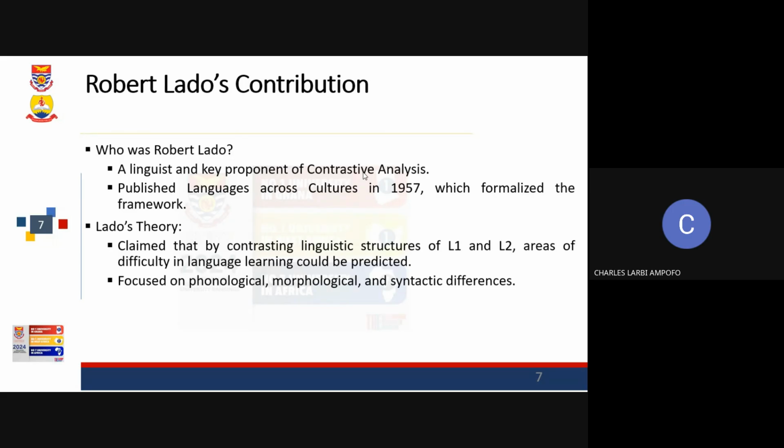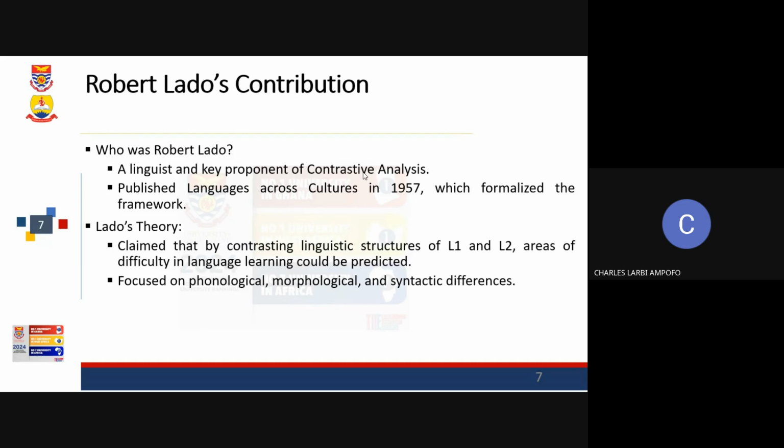By looking at the two languages, the L1 and the L2, the L1 being the language of the one you are teaching, and the L2 being the language you want to teach to the one you are teaching. All right. So they focus on the structures of the two languages. So earlier we said that contrast means to compare, to find out the similarities and the differences.